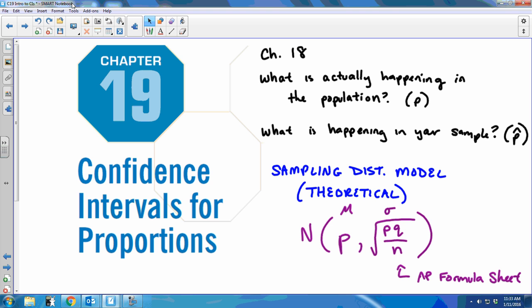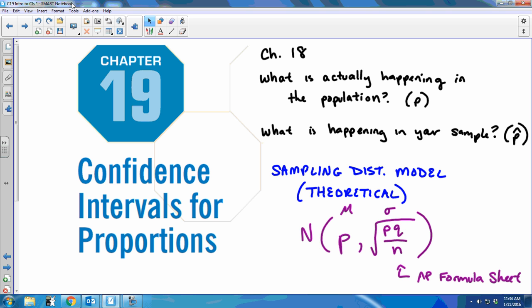In order to do some things in chapter 19, you have to know the things from chapter 18. So you had to keep track of two separate things in chapter 18. You had to know what was happening in the population. So you got a population proportion, P. And then you had to know what was going on in your sample. We had a sample proportion, P hat. You have two different proportions in chapter 18.